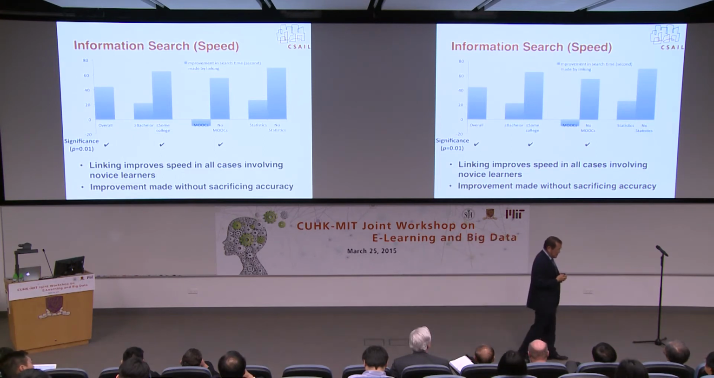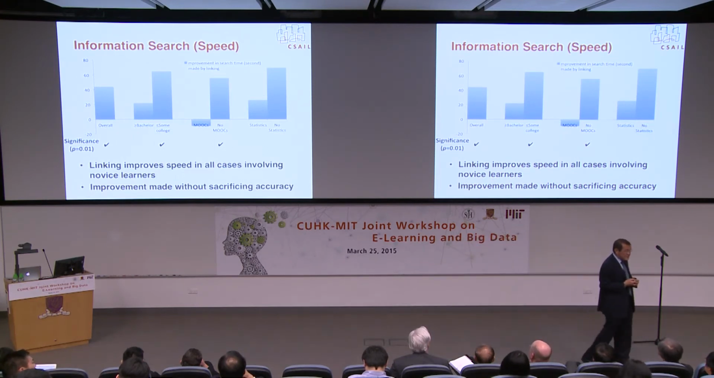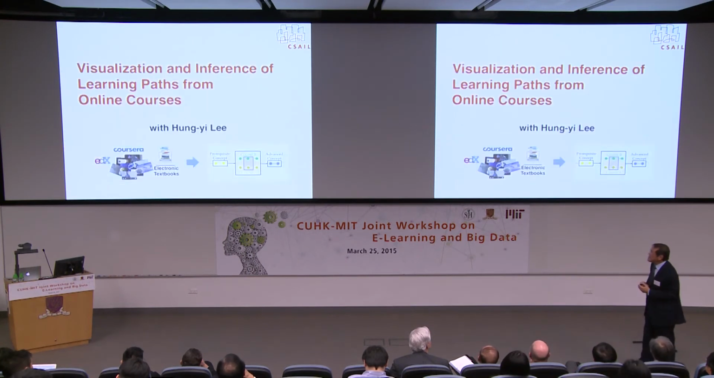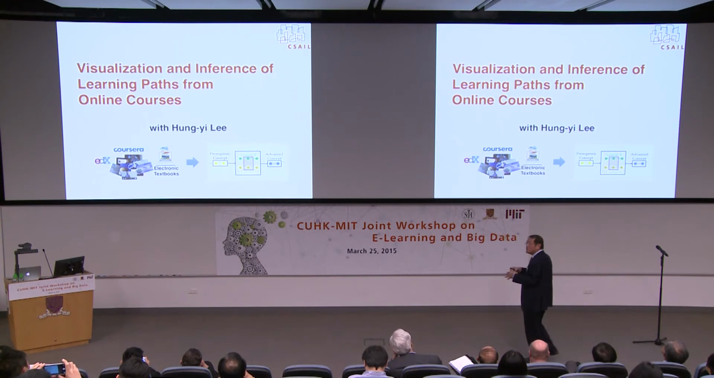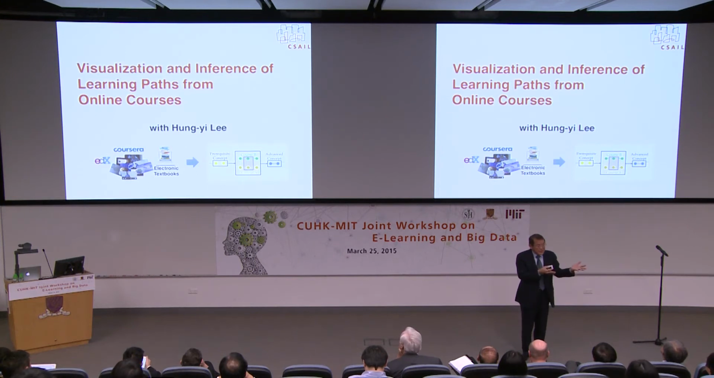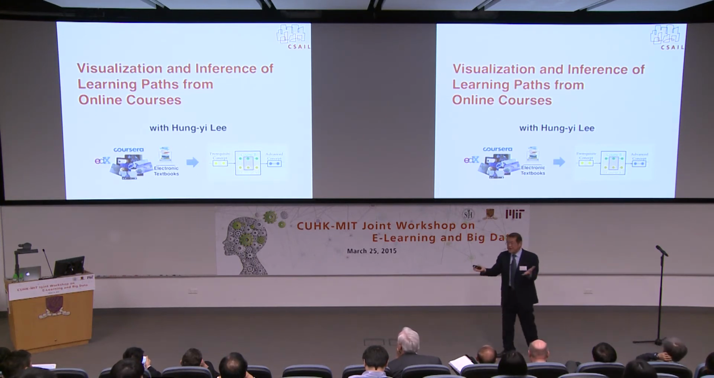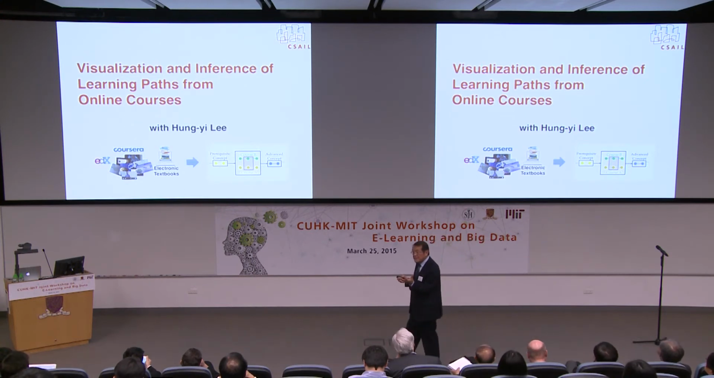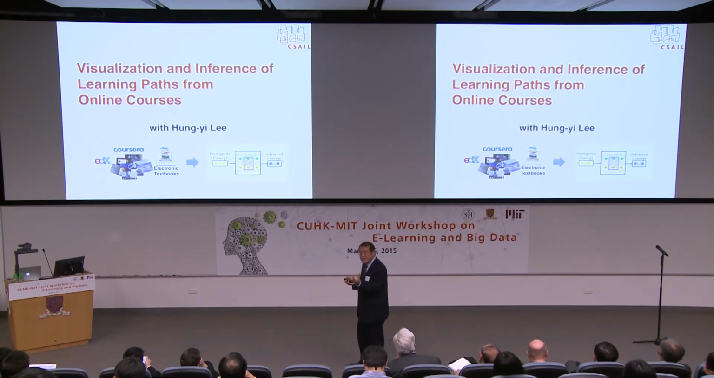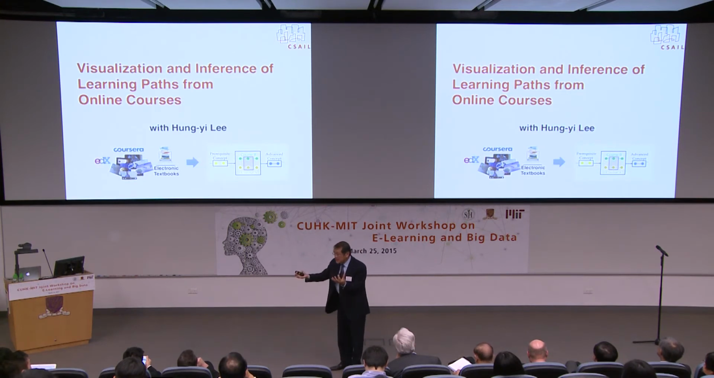Okay, so let me change the topic into a different kind of linking. And this has to do with linking courses from different places. Let's say in edX, you can have a course on machine learning taught at Berkeley. You have a course on machine learning taught at Columbia University. And maybe one lecturer will explain things better than the other lecturer, for example.